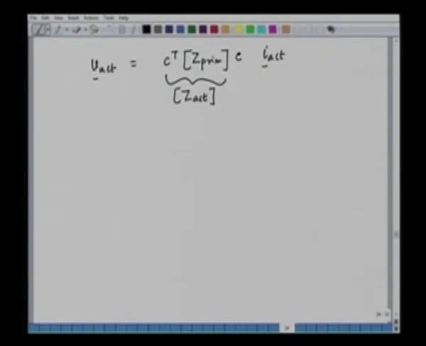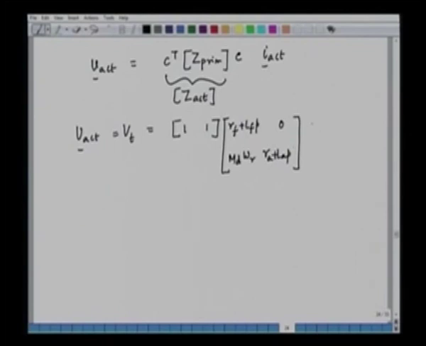So for this equation, what is the Z primitive here? So we can say that V actual in this case is Vt, and C transpose is 1 1, and Z primitive is given by Rf, LFP, 0, MD omega R, RA, LAP, and it is post multiplied by C, and I actual is IT.